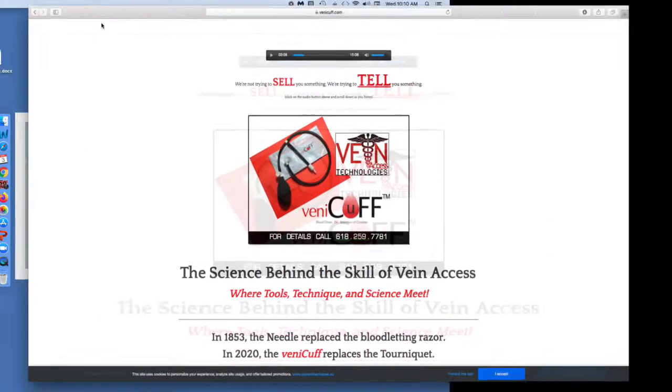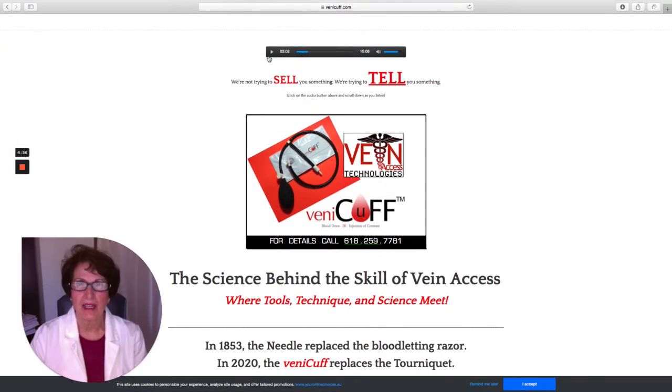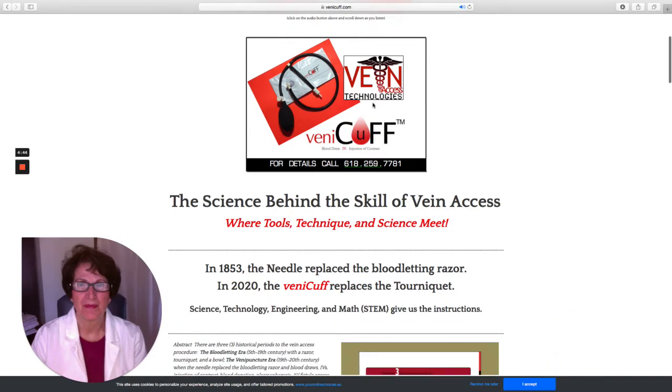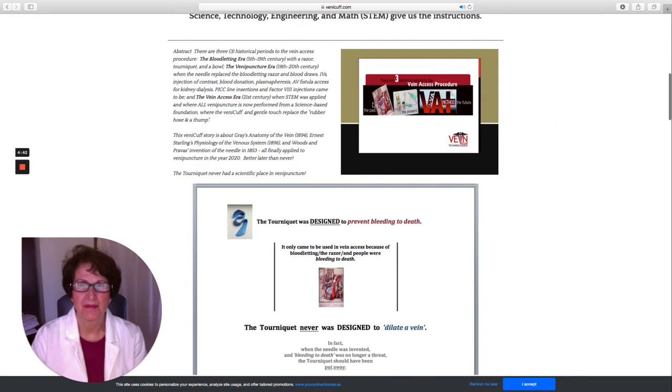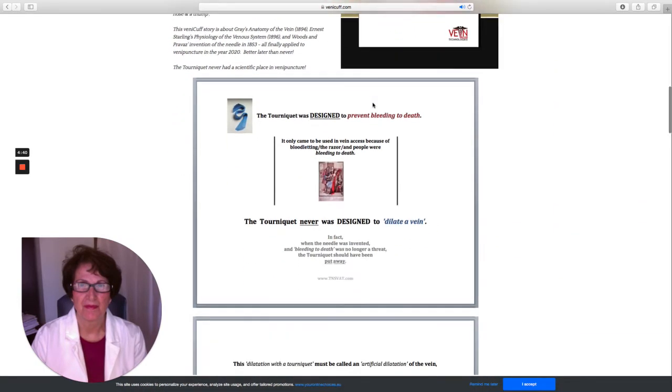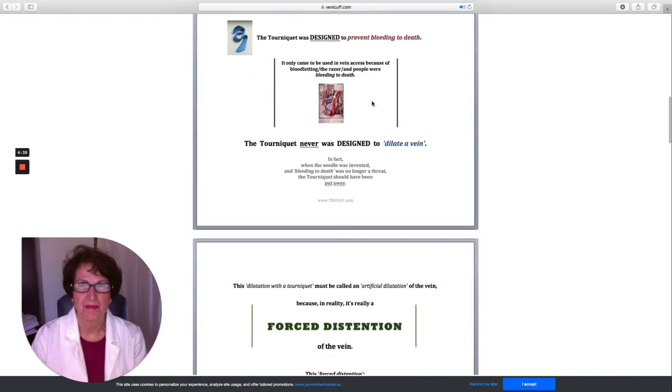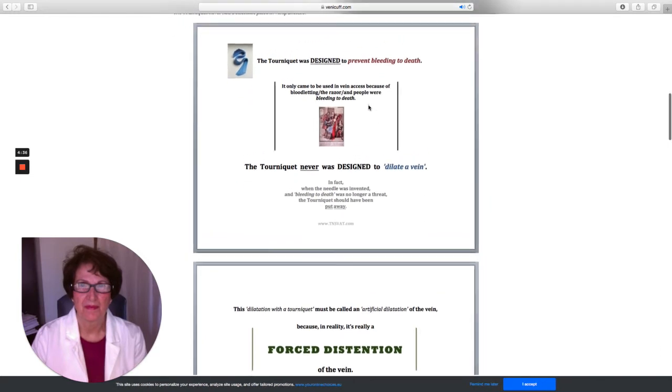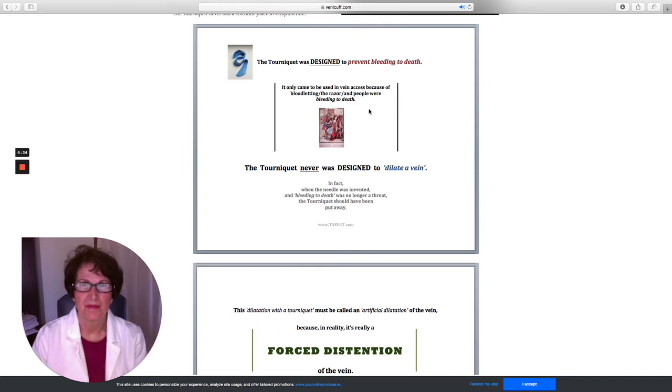Let's resume. We left off with the tourniquet never had a place in today's venipuncture. Let's see where this goes. Slide number 1. The tourniquet was designed to prevent bleeding to death.